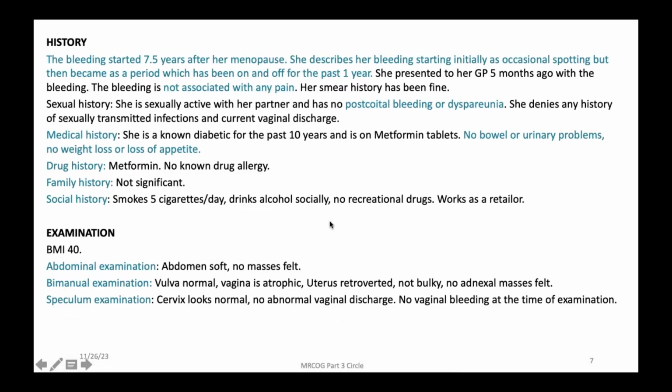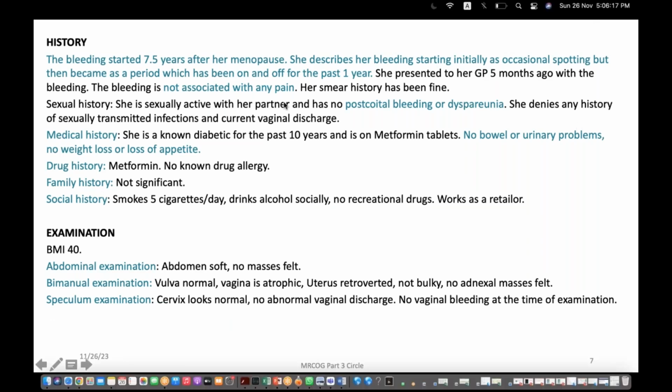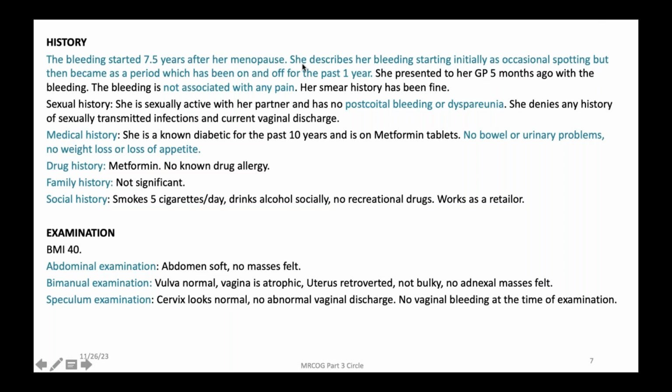So when you were answering, I was highlighting in green what you covered. So you wanted to know about the bleeding. So I've written here, the bleeding started 7.5 years after the menopause. She describes her bleeding initially as occasional spotting, but then became as a period, which has been on and off for the past year. She presented to her GP 5 months ago with the bleeding. The bleeding is not associated with any pain, her smear history has been fine. So what you missed here was the smear history.